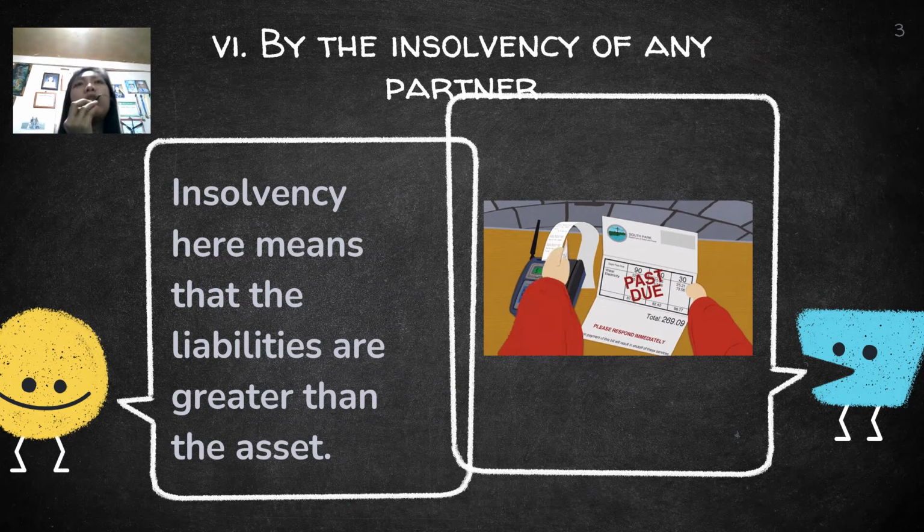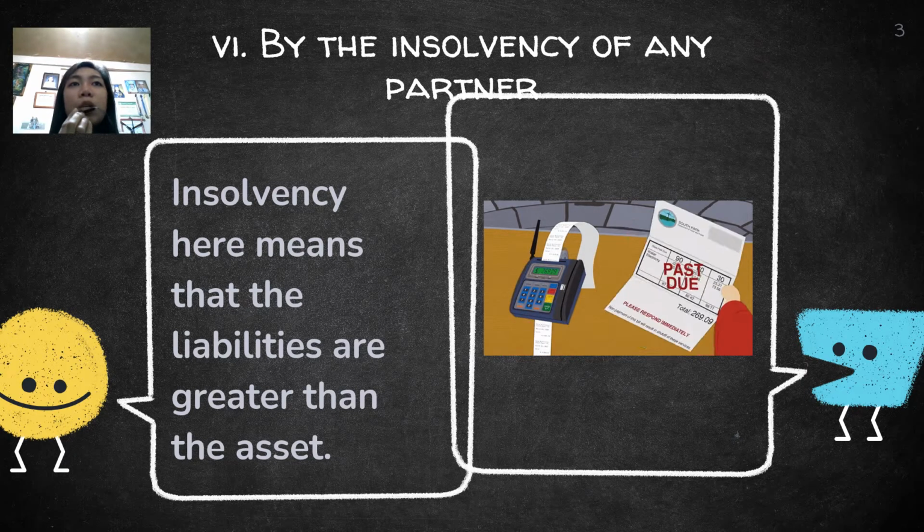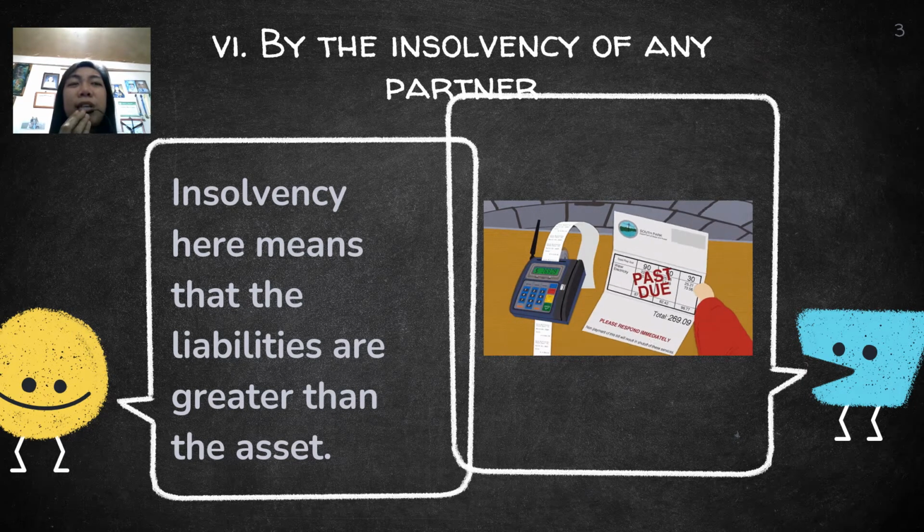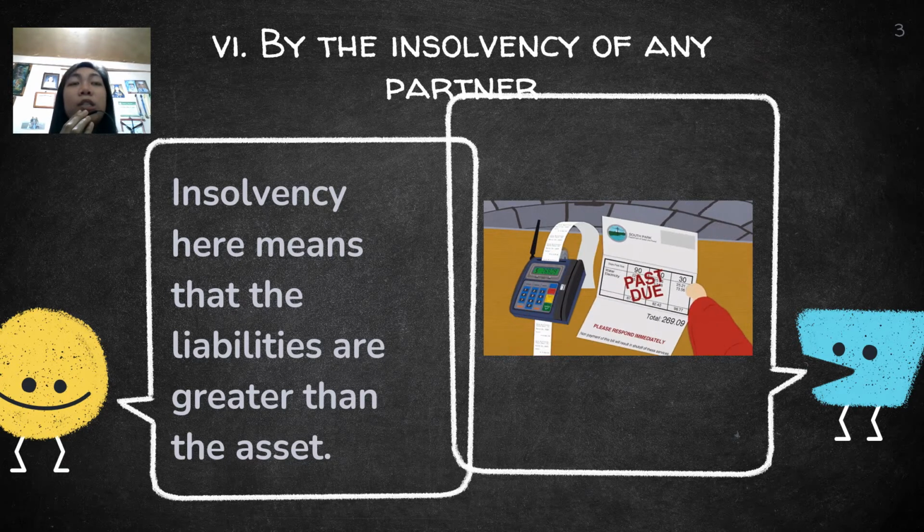So, to continue from the last reporter, next is the insolvency of any partner. Insolvency here means that the liabilities are greater than the assets. We all know that the more solvent the business, the higher the profitability. So, the partnership is subject to judicial dissolution if the partner or partners have many liabilities compared to the assets contributed to the capital, the overall capital of the business.